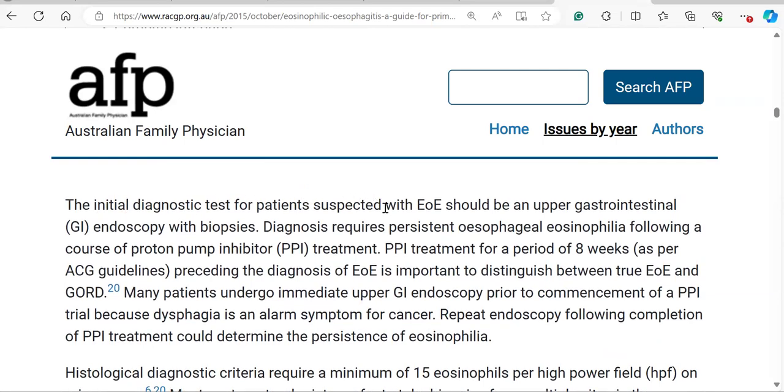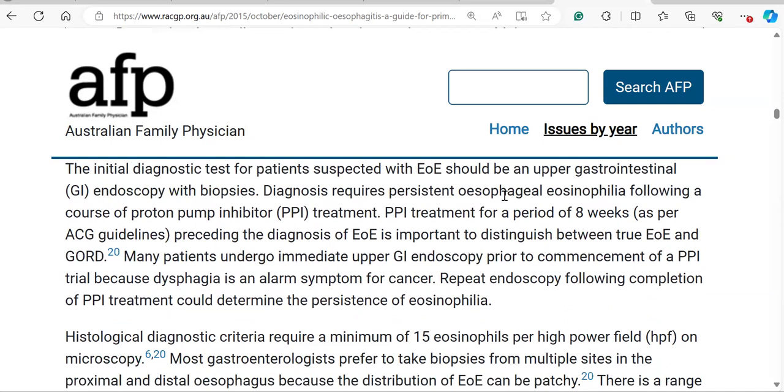So the initial diagnostic test for a patient with this suspected condition should be an upper GIT endoscopy with biopsy. Diagnosis requires persistent esophageal eosinophilia following a course of PPI treatment. PPI treatment for a period of 8 weeks preceding the diagnosis of eosinophilic esophagitis is important to distinguish between true eosinophilic esophagitis and GORD.